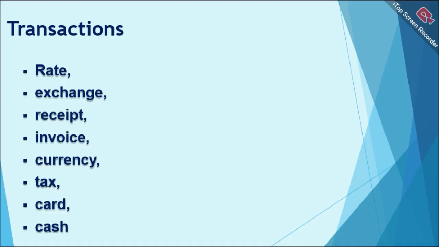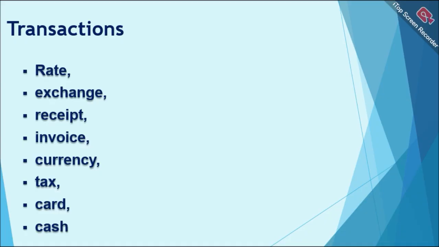A receipt is proof that you have paid. This is the piece of paper that you get after you have paid. An invoice is the piece of paper that says the amount that you need to pay still, the amount that you owe. Currencies are when we talk about different currencies in different countries, whether it's dollars, euros, etc.